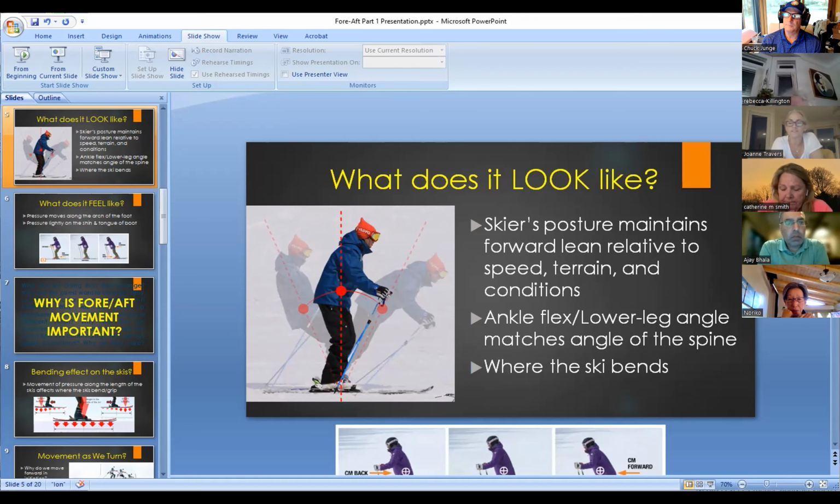Ditto. Sorry I missed the beginning of it. Chuck, can you do me a favor? Go to slide 8. I just want to see it larger than what's here on the left. I can't really see it. Okay, I'm not even going to try to count. It's the bend effect on the ski. Oh, that one. I can't see the text on it from here. It says movement of pressure along the length of the ski affects where the skis bend and grip.